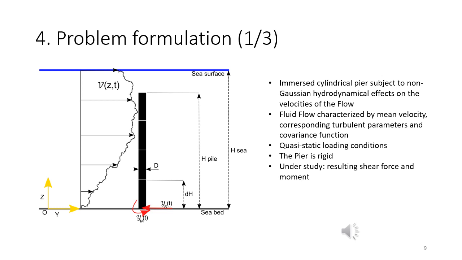In this diagram, we have the physical configuration of our problem. We have a cylindrical pile submerged, fixed to the seabed. It is subject to the effects of a unidirectional flow. We have the height of the pile and the distance from the seabed to the sea surface. This distance to the sea surface is important in the description of the velocity field.